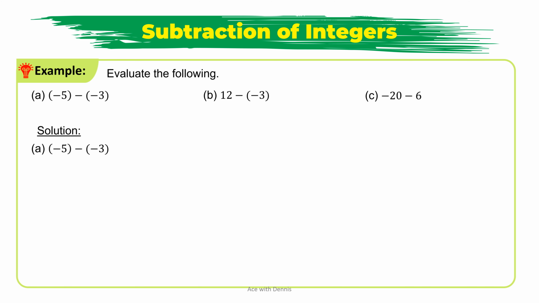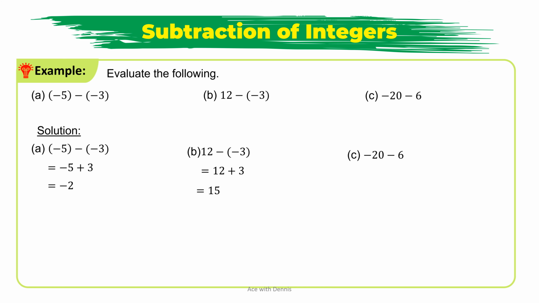Here is the solution. For A, -5 minus -3, we can write it as -5 plus 3, and the answer is -2. For B, 12 minus -3, we can write it as 12 plus 3, and the answer is 15.